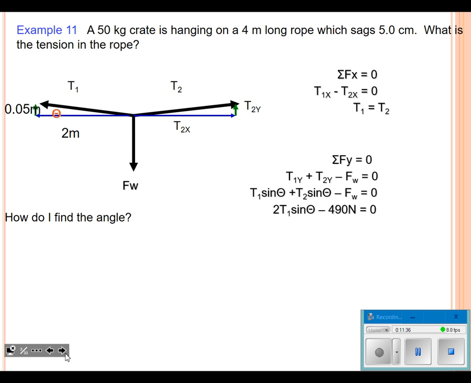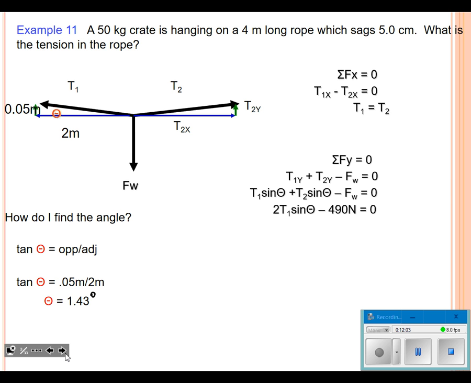So if I know two sides of a triangle, I should be able to find an angle by doing tangent. Okay, so you should be able to do the inverse tangent of 0.05 divided by 2. So you should be able to come up with the angle value as 1.43 degrees. And it's a little bitty tiny angle, but when you really think about it, that's not very much of a sag. So it's not going to create a giant angle on the rope anyway.